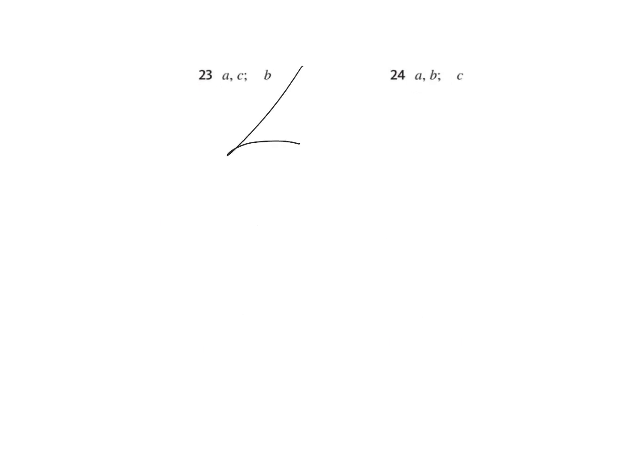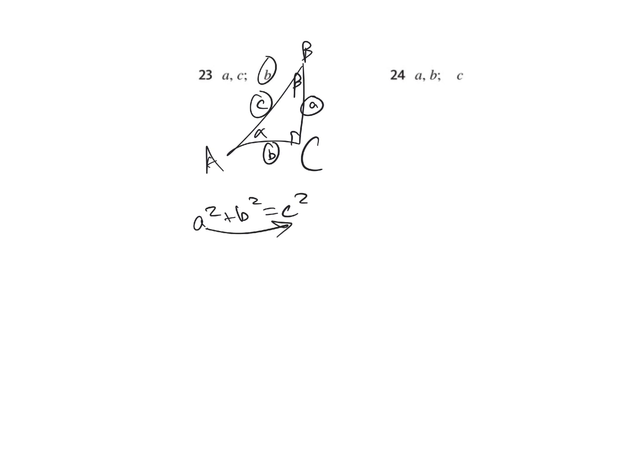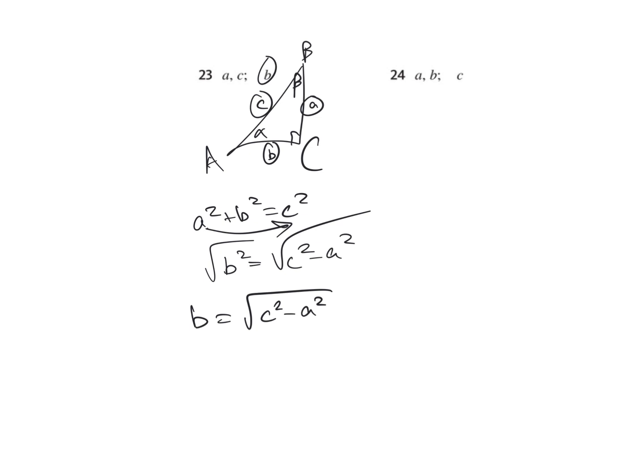23. So again, if we need it, we have B in our problem, C and A. So we're going to write B in terms of A and C. Since we don't have any angles, we'll use the Pythagorean theorem. A squared plus B squared equals C squared. And we're solving for B. So we'll subtract A squared, C squared minus A squared, and then we'll take the square root. So B is equal to the square root of C squared minus A squared. It's not plus or minus because B is a distance, and B has to be positive.